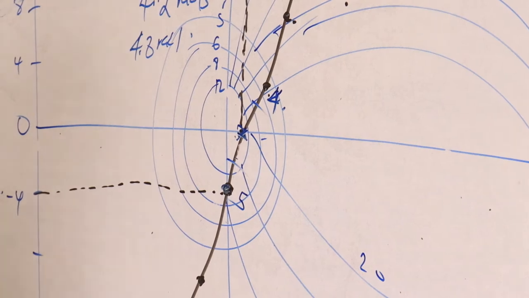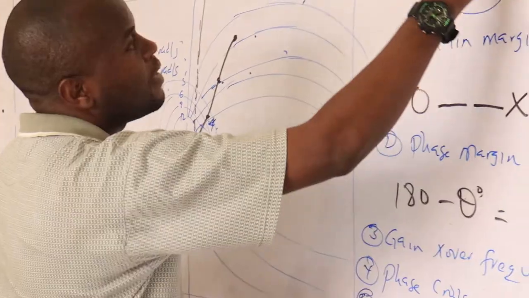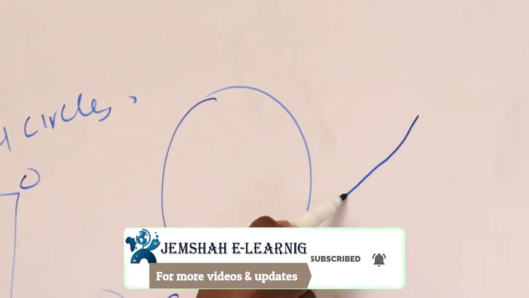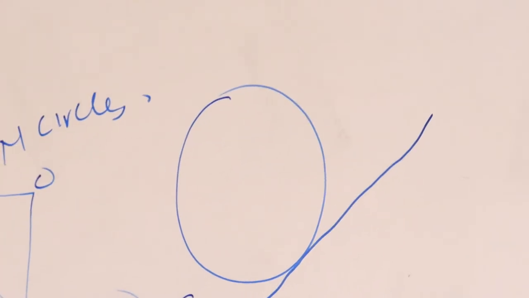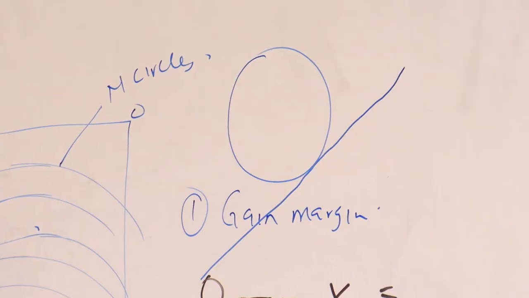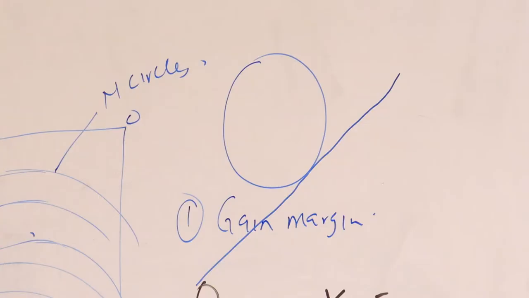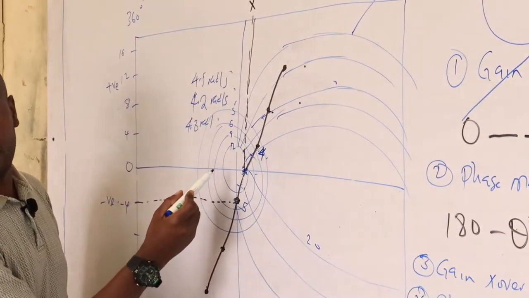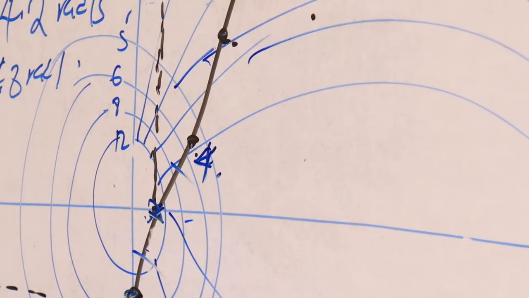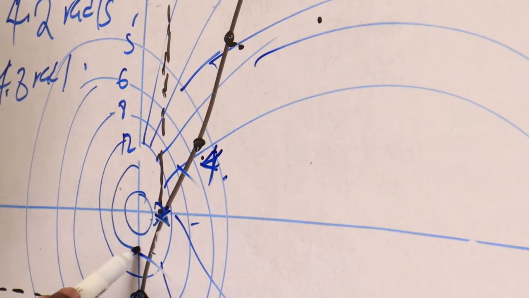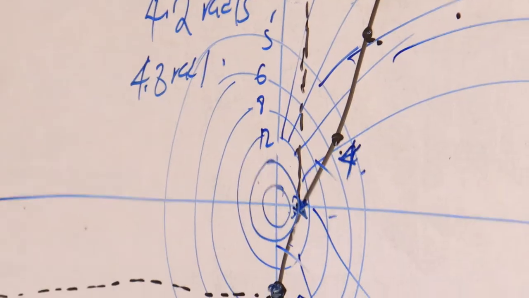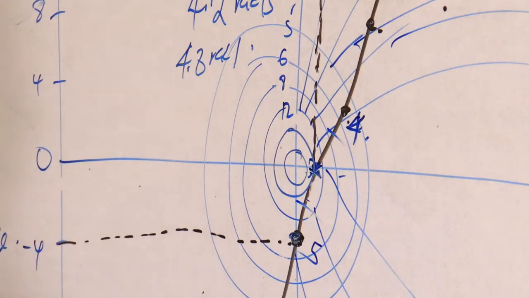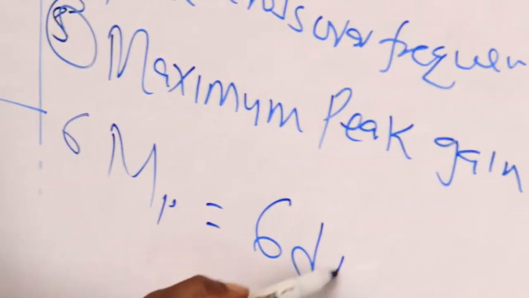It forms a tangent. When we say that it forms a tangent, what we mean is, let's say that that is your M circle, then that particular M circle is the one that this locus cuts once. Is that okay? If it appears not to be cutting any M circle once, then you will also have to approximate the M circles. Like in our case here, it is cutting inside 12, which means there are several M circles in between here. Then the M circle that it is tangential to is almost half. So we can simply say that the value of MP is going to be 6 dB. So that is how you obtain the MP.